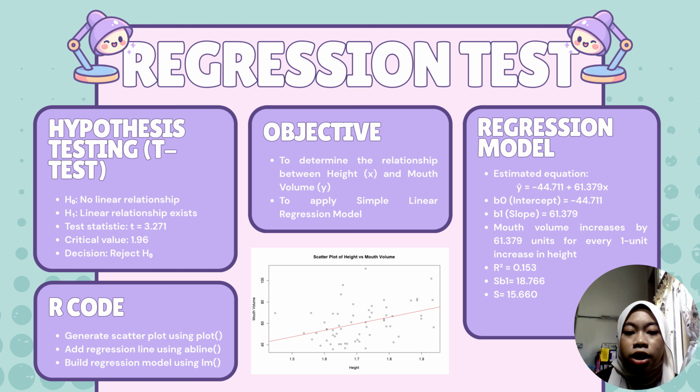And finally, a t-test is performed in the R analysis to test whether height significantly affects the mouth volume. The test statistic that we obtain is t equals 3.271, which is greater than the critical value of 1.96. Therefore, we reject the null hypothesis and conclude that height has a significant effect on mouth volume, although the relationship is relatively weak.